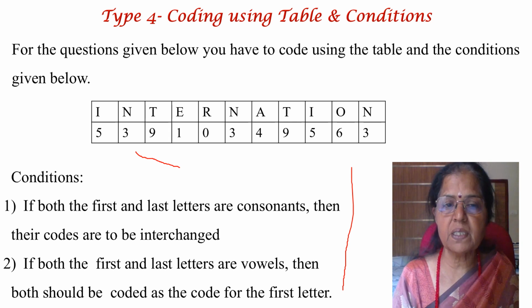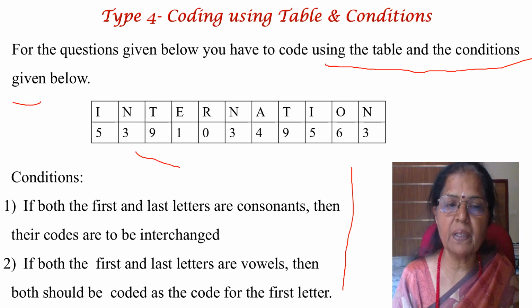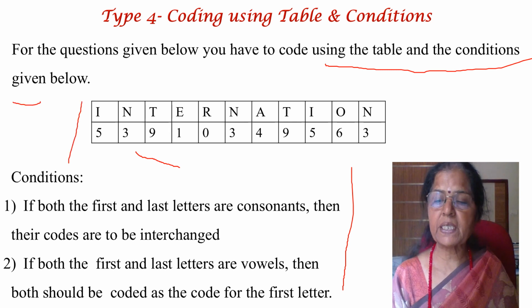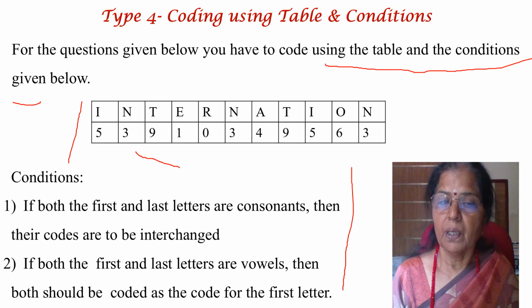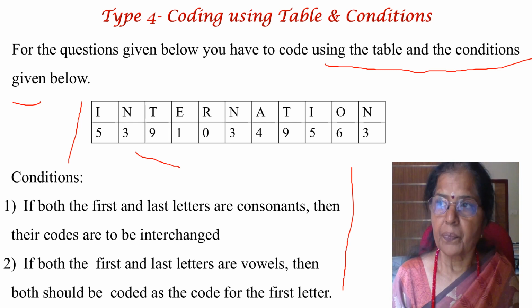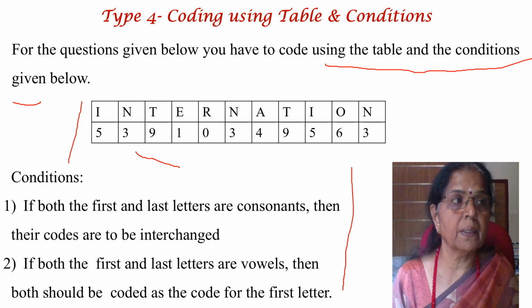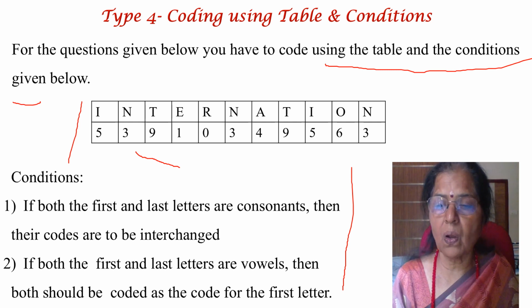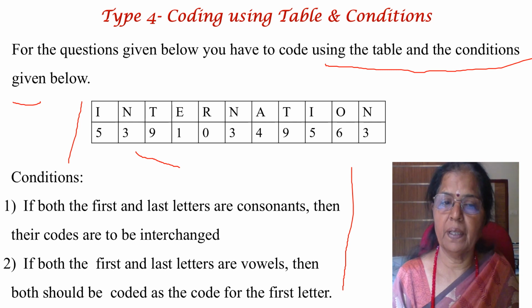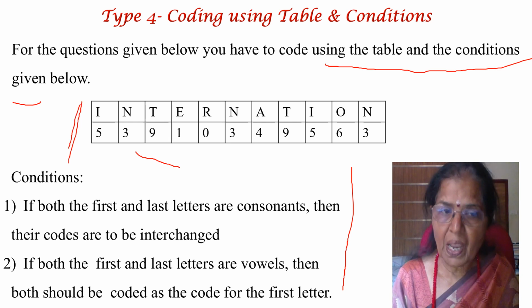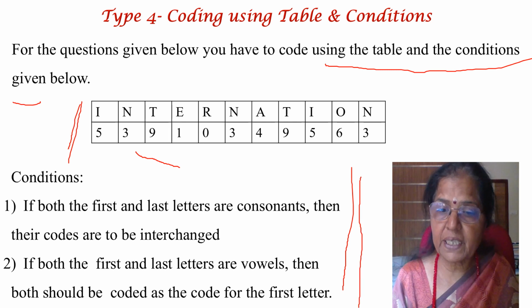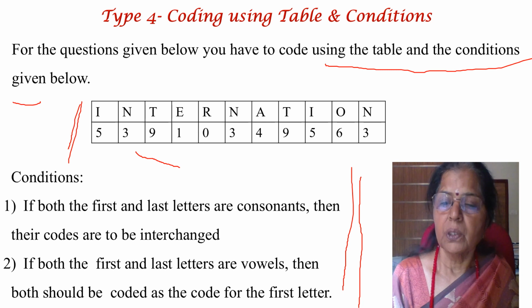For the questions given below, you have to code using the table and the conditions given below. So this is the table given. In the question itself, the table is given. You need not draw the table, neither the direct order position table nor the reverse order position table. They have given a table, so you have to make use of this table, and also these two conditions you have to check. The questions follow in the next slide.